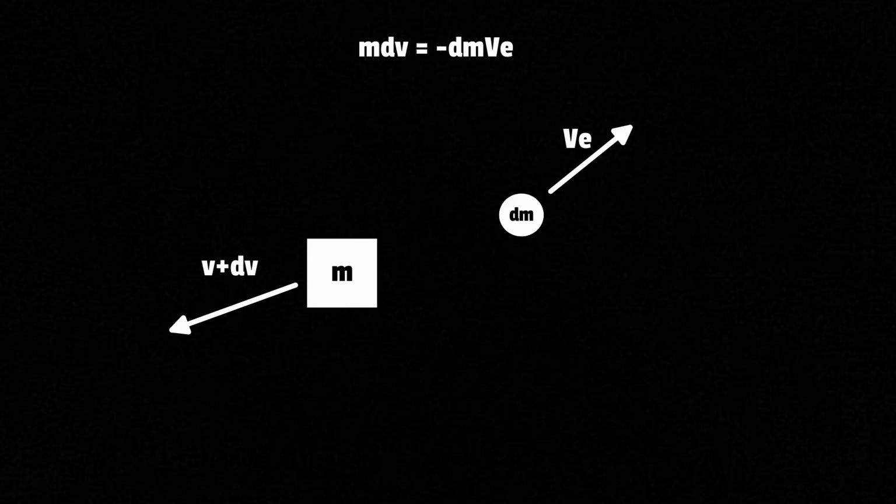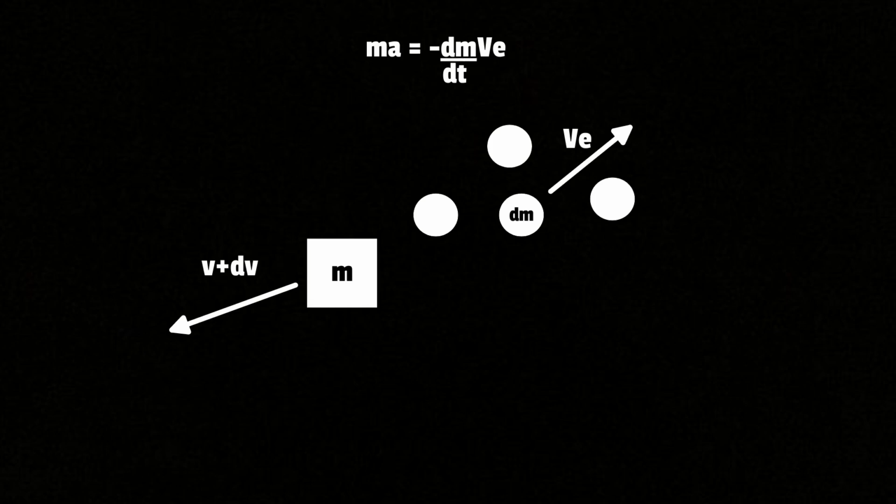Thus the small change in velocity of the big mass will be in the opposite direction at which the small mass is thrown out. By dividing both sides of the equation by a small time change dt, we can see that the rate at which we are throwing mass out of the rocket over time is directly proportional to the rate at which our velocity will change. Since the small change in velocity over small change in time, dv over dt, is really just acceleration, a, we can use F equals ma to write the thrust force, F, as the negative time derivative of mass, or mass flow rate, times the exhaust velocity.